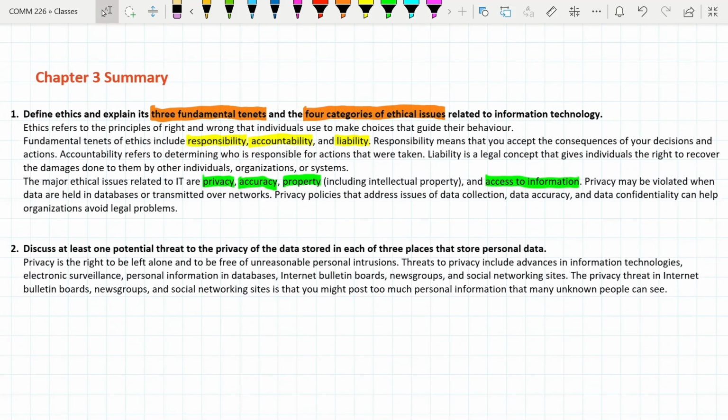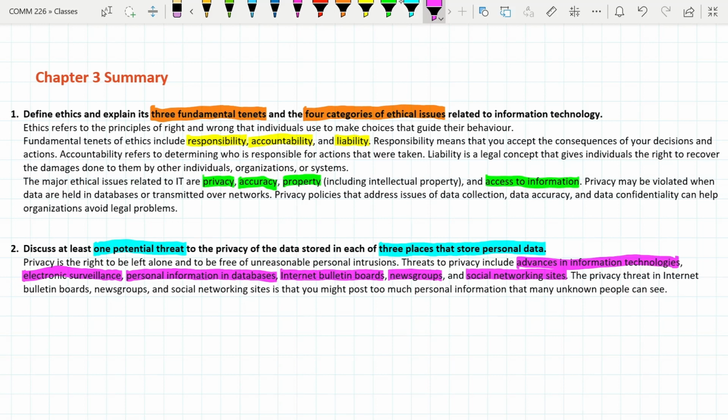So number 2, discuss at least one potential threat to the privacy of the data stored in each of the 3 places that store personal data. Privacy is the right to be left alone and to be free of unreasonable personal intrusions. Threats to privacy include advances in information technologies, electronic surveillance, personal information in databases, internet bulletin boards, news groups, and social networking sites.